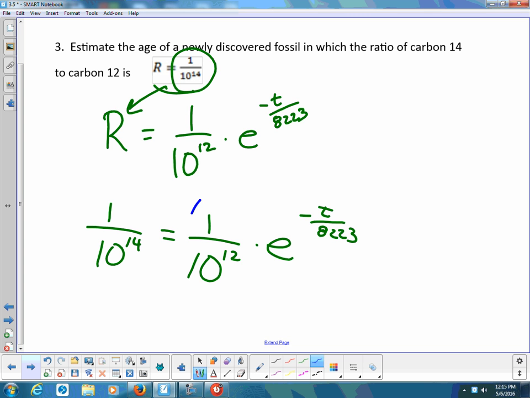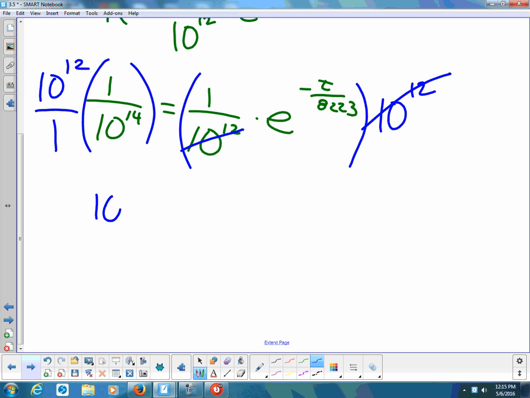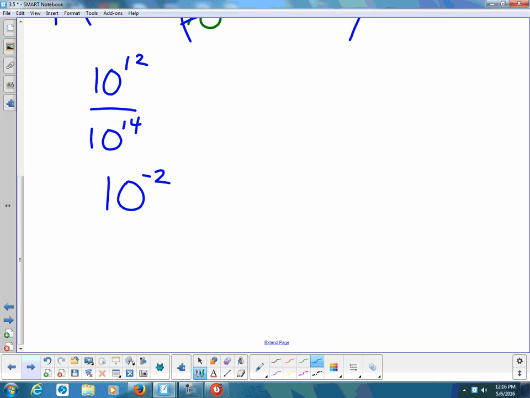Let's multiply both sides by 10 to the 12 to get rid of this one in the denominator. So this divides out with this. And what is 10 to the 12? I'm going to think of this as 10 to the 12th over 1 here, times 1 over 10 to the 14th. So I really have 10 to the 12th over 10 to the 14th. What am I going to do with the 12 and 14? Add, subtract, multiply? Subtract. So I really get 10 to the 12 minus 14 is a negative 2. Agreed? Which is the same as 1 over 100.